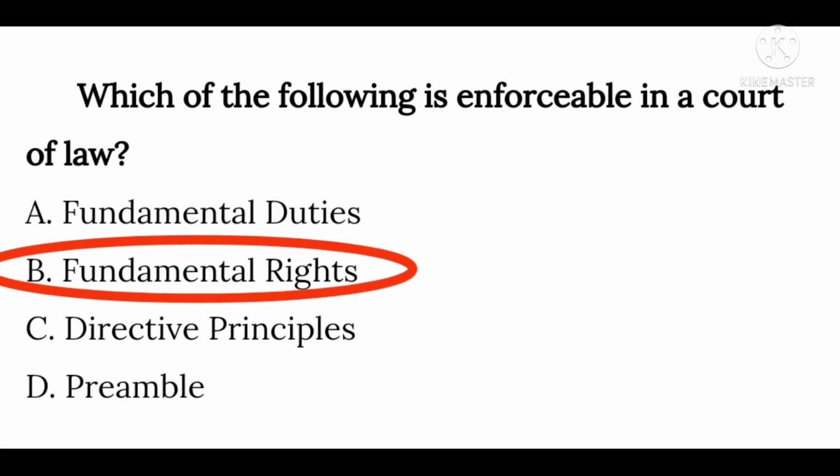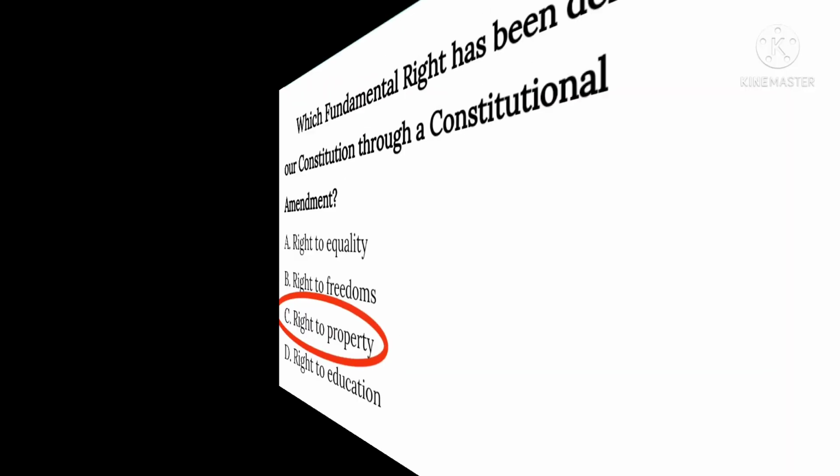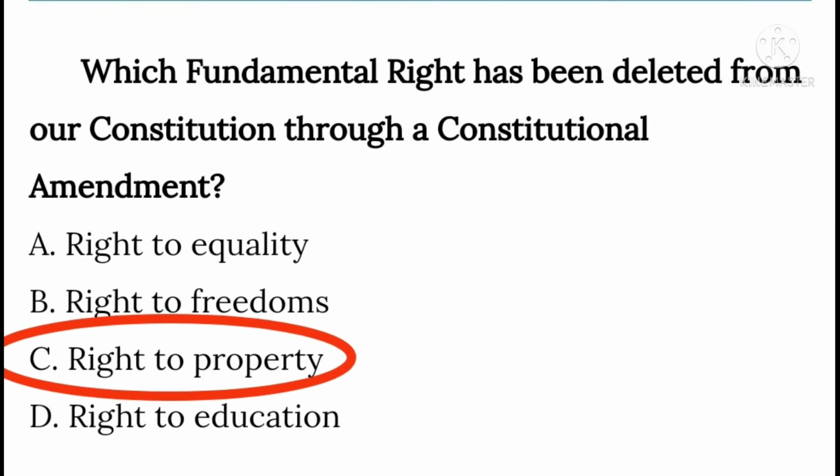Then the next question. Which fundamental right has been deleted from our Constitution through a constitutional amendment? Option A, right to equality. Option B, right to freedom. Option C, right to property. Or option D, right to education. The right answer is right to property.